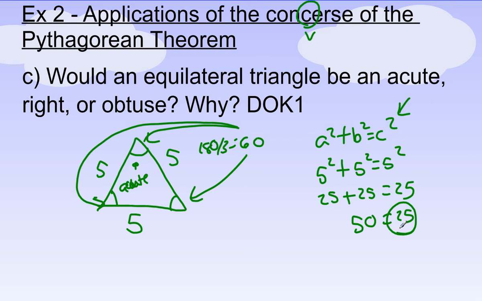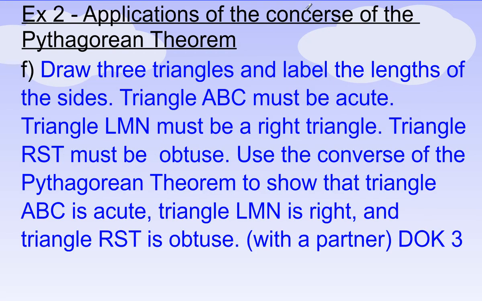So I've now given you two different proofs of why this is acute, using, well, kind of general knowledge, and using this converse of the Pythagorean theorem. Imagine that's a V. Application of the converse. So this is the last problem for this lesson.